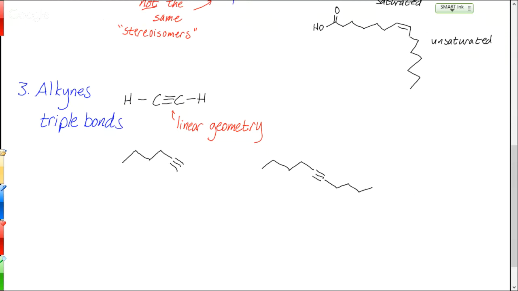So this molecule would have 1, 2, 3, 4, 5, 6, 7, 8, 9, 10 carbons. So you have the 2 on either side of the triple bond, and then all the rest of them. Since the triple bond is 3 bonds to carbon, those 2 carbons, 5 and 6, on either side of the triple bond, don't have any hydrogens attached to them because they already have their 4 bonds.